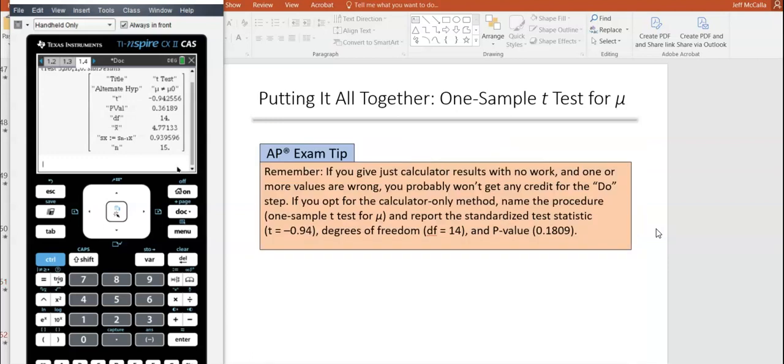If you just give calculator results with no work and one or more values are wrong, you probably won't get any credit for that. Name the procedure, so that's important. So the one sample t-test for means, and report the standardized test statistic, the degrees of freedom, and the p-value. So those are the important ones. I write all those down from the calculator just to be sure, but those are the three and the name of the test. So it's important to remember the name of the test. I wasn't emphasizing that, but if you use the calculator method, that would be the way to go there.